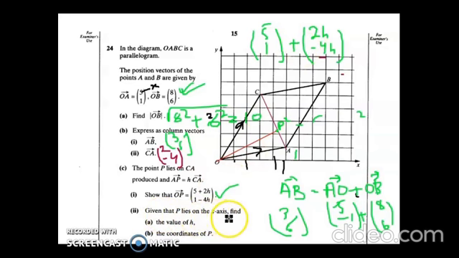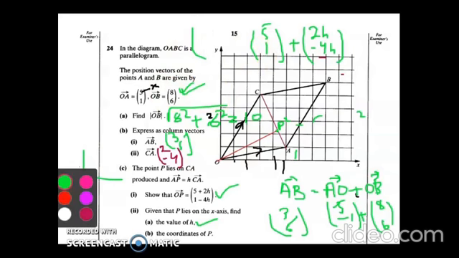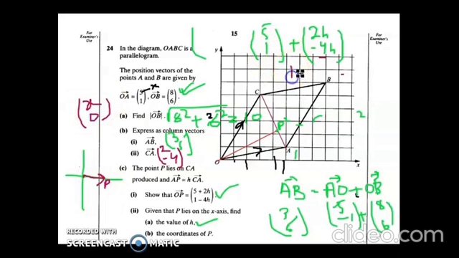Given that P lies on the x-axis, find the value of h. If it lies on the x-axis, that means the y... Let me show it to you over here. Lying on the x-axis means that it lies like this. This is P and the position vector. If I give it in column vector form, there would be some x value, but the y would be 0. So that means 1 minus 4h equals 0. Then I would find h, and h would be 1 upon 4.